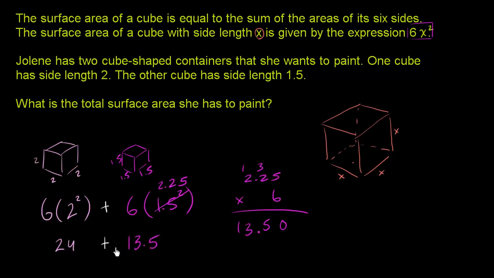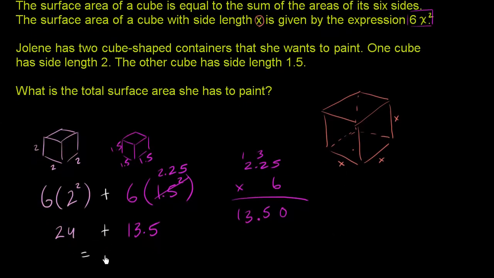And if I add these 2 together, the total surface area that she has got to paint is going to be 37.5 square. Well, I guess they're not giving us the units. Well, 37.5 is good, the total area in square units, whatever the units happen to be.